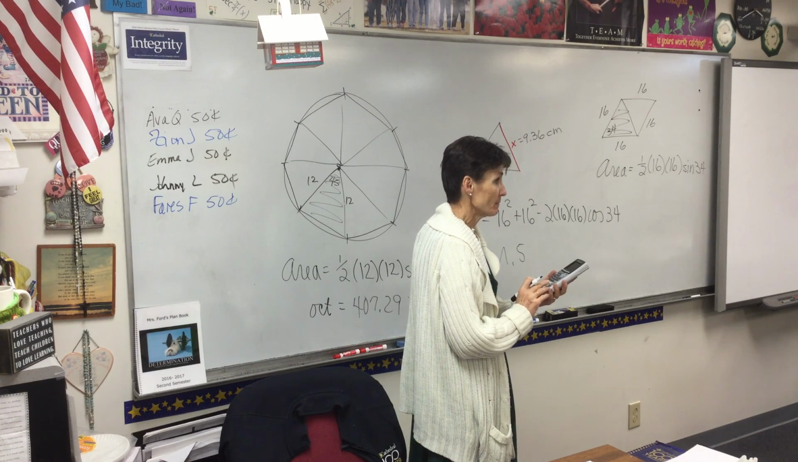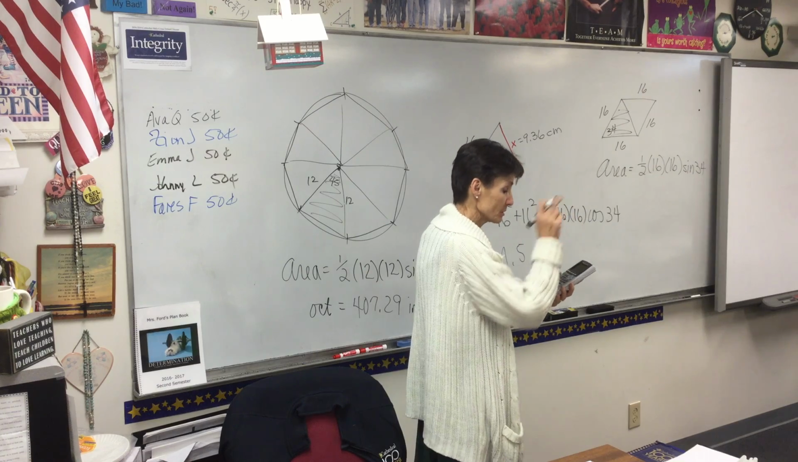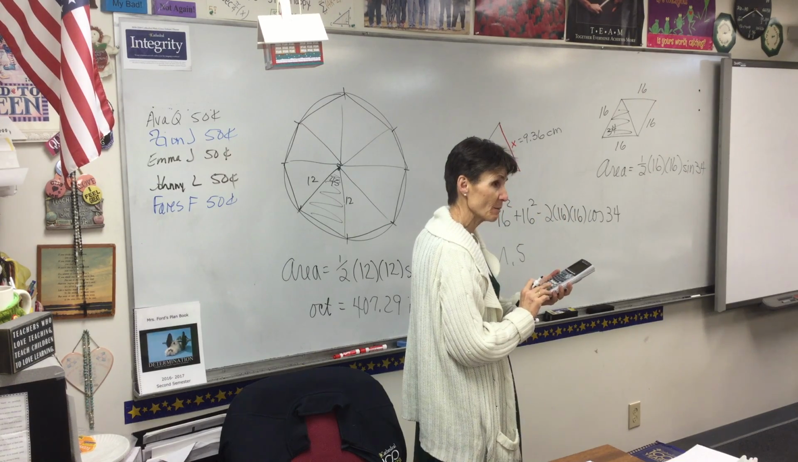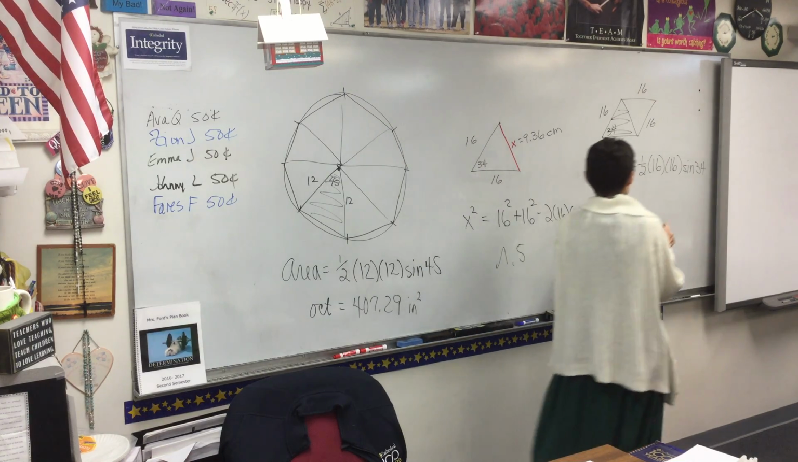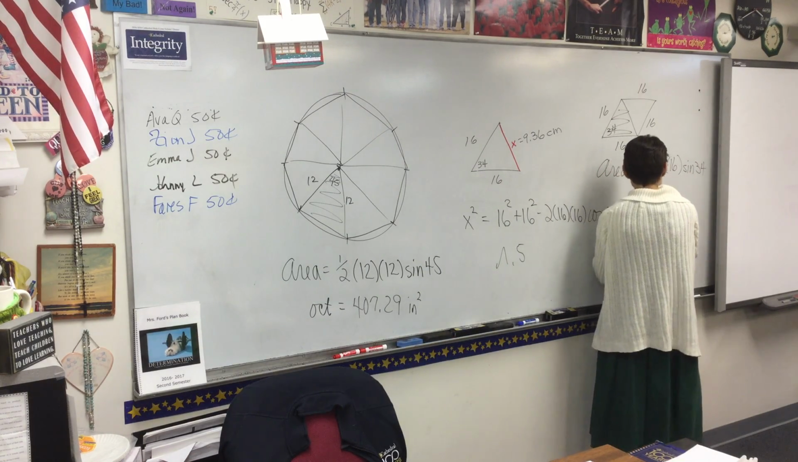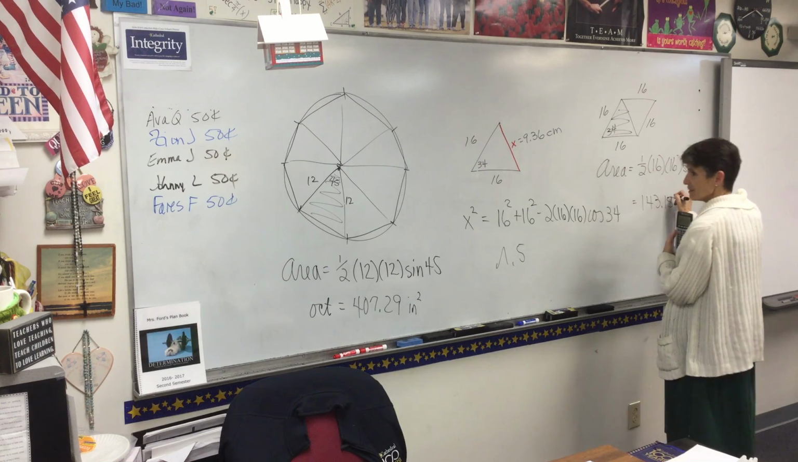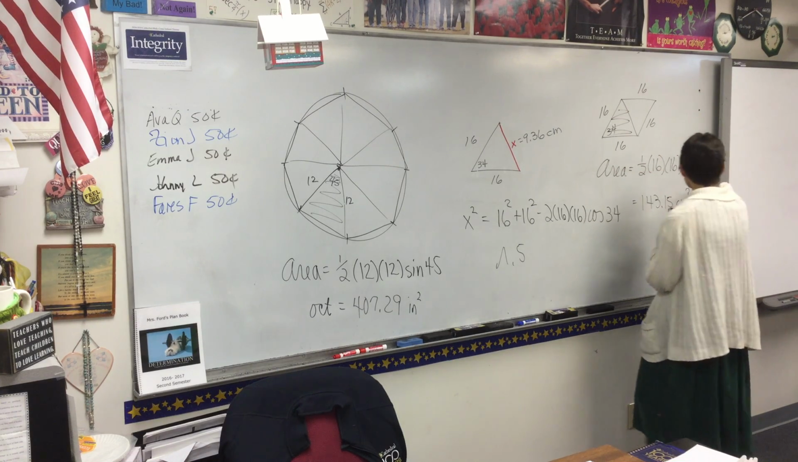I got 71. Multiply it by 2. Everybody understand why we have to multiply it by 2? So we just hit times 2. And the area is 143.15. What did I say it was? Square centimeters?